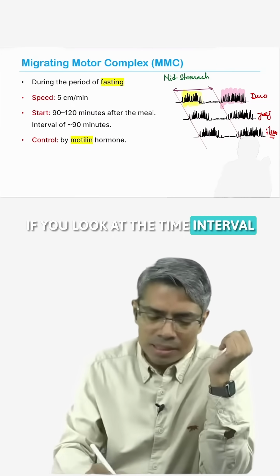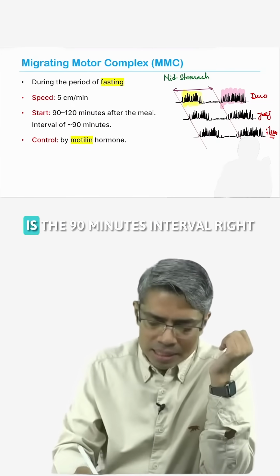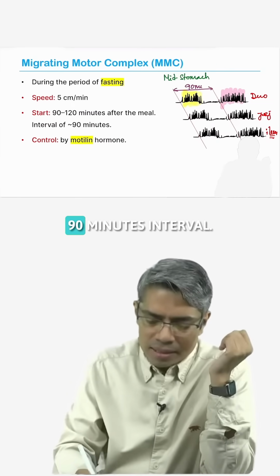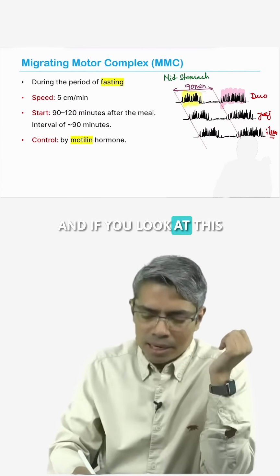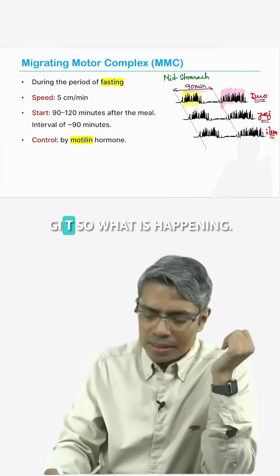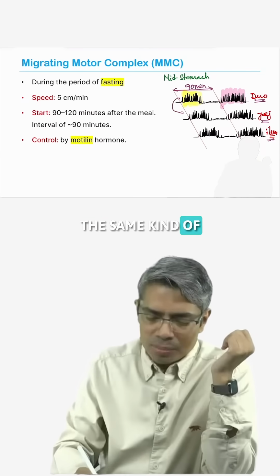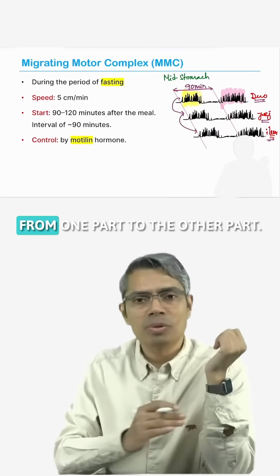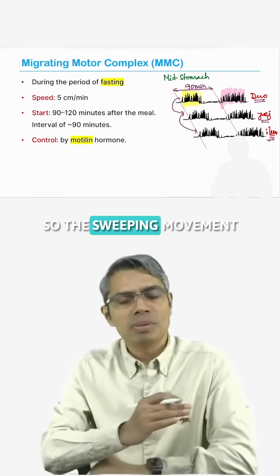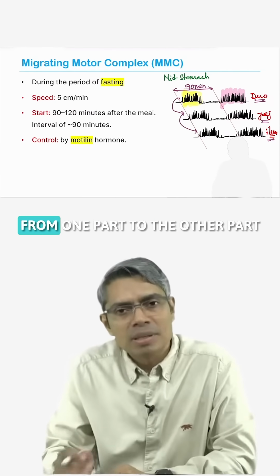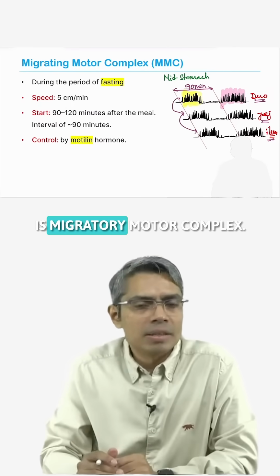If you look at the time interval between these two, that interval is 90 minutes. And if you look at the different parts of this GIT, what is happening? The same kind of electrical activity is sweeping from one part to the other part. So the sweeping movement of the strong contractile activity from one part to the other part is the migratory motor complex.